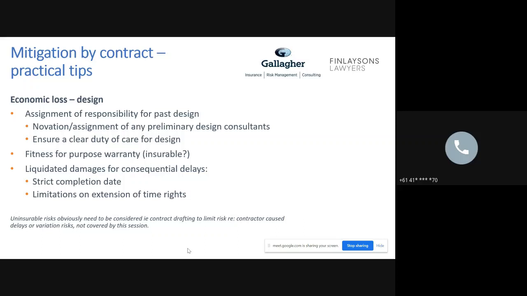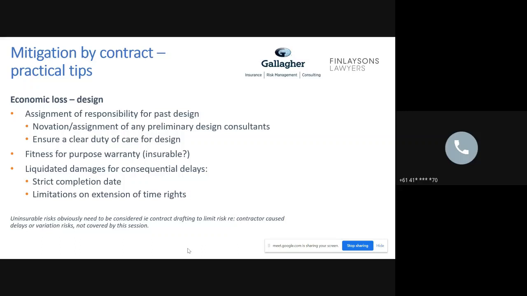Ways to also mitigate against design risk are trying to put limitations on extension of time rights and strict completion dates, so that if there is a design issue or even a fault during construction, that you've appropriately captured your losses there by having some pre-estimates of what your losses might be in a liquidated damages provision for any day that the contractor or designer is late compared to the completion date that's in their contract.